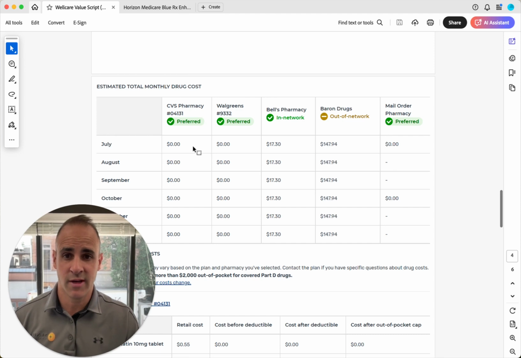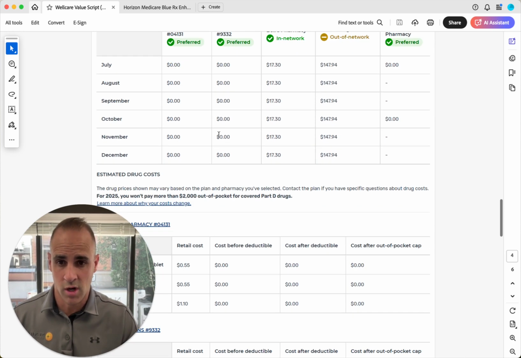Next table shows estimated total monthly drug cost. Again, it's all zeros for this example because they're Tier 1 generic drugs.